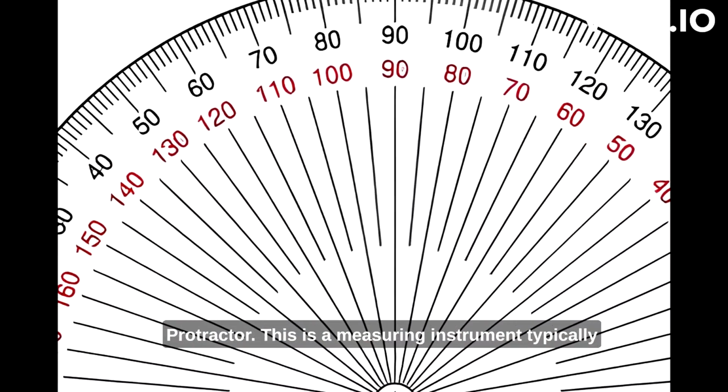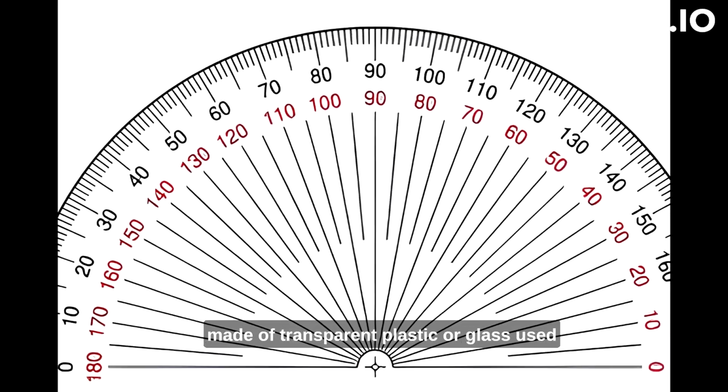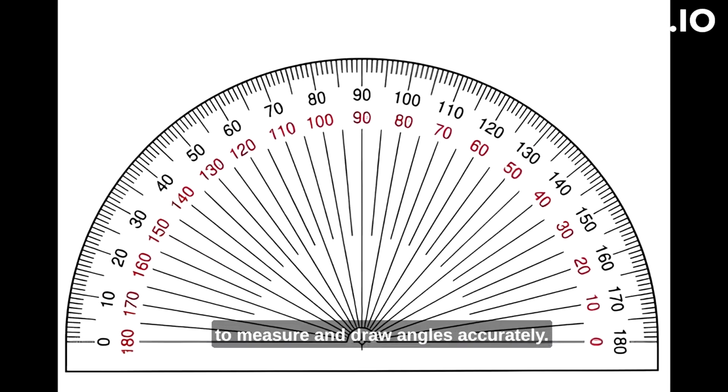Protractor. This is a measuring instrument typically made of transparent plastic or glass used to measure and draw angles accurately.